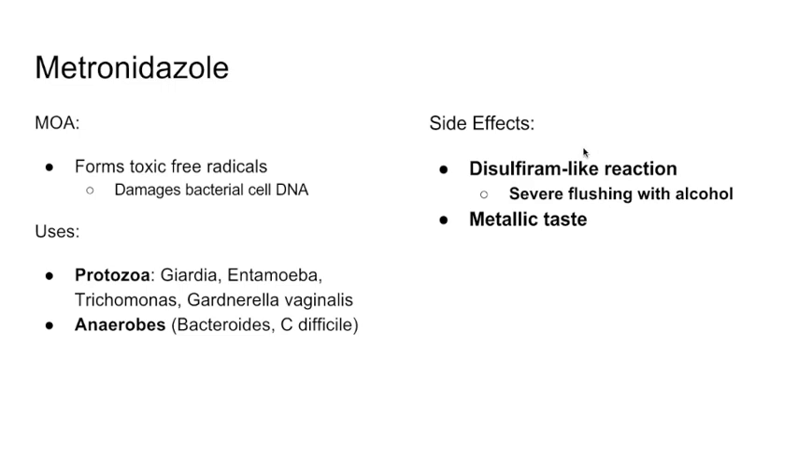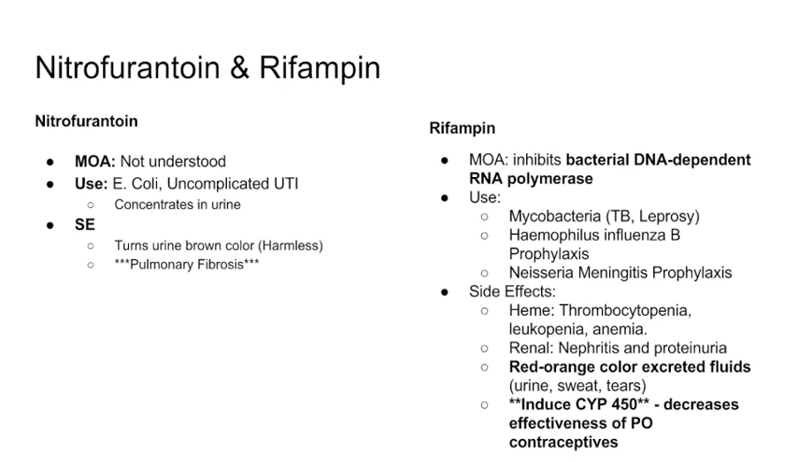It inhibits aldehyde dehydrogenase, so you end up having a lot of aldehyde hanging around in the system, and that causes severe flushing with alcohol. The second side effect is a pretty bad metallic taste in the mouth, so patients don't end up liking metronidazole, but it's a commonly used medication. The second miscellaneous medication that we're going to talk about is nitrofurantoin.